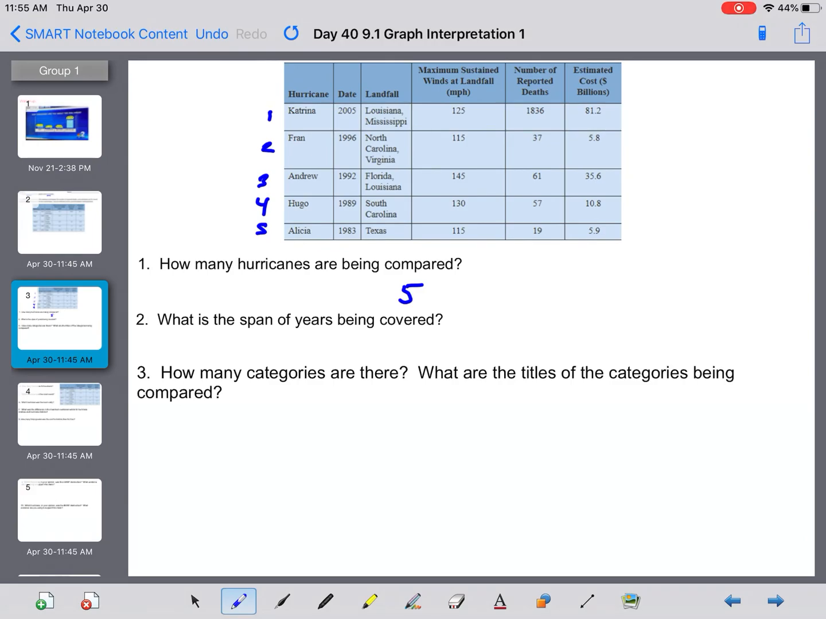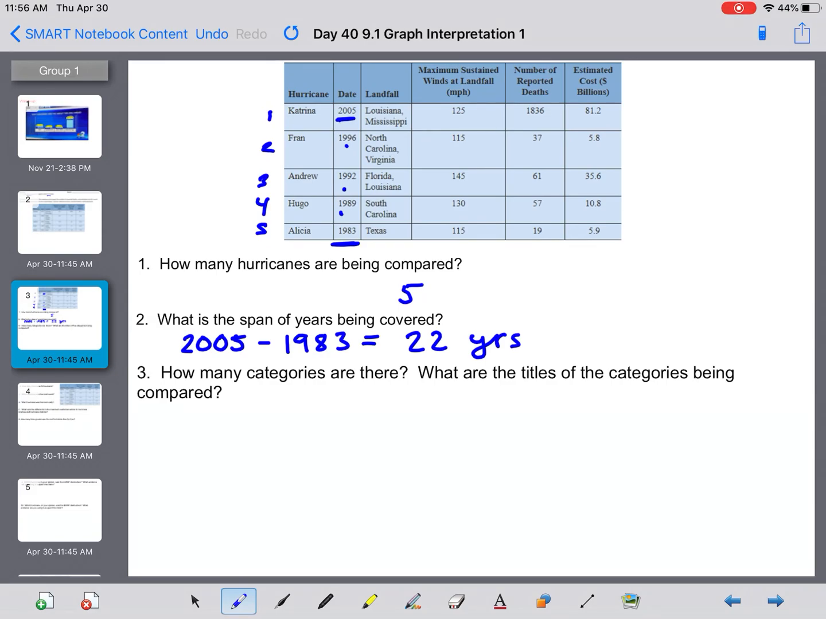And then what is the span of years that are being covered? Well, it looks like the earliest one was 1983, and these do appear to be going in numeric order. 2005 was our last one. So if we're looking for that span of years, we want to find the difference in the years. The most recent minus the oldest gives us a difference of 22 years. So we're looking at data that's covering 22 years.